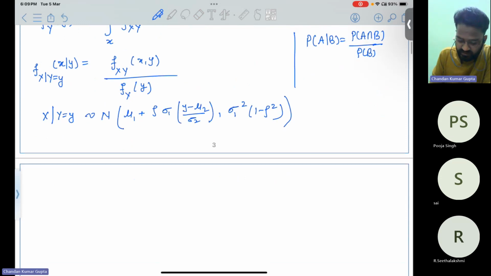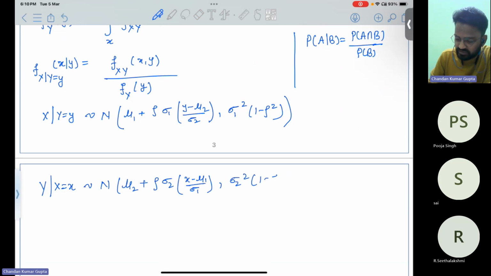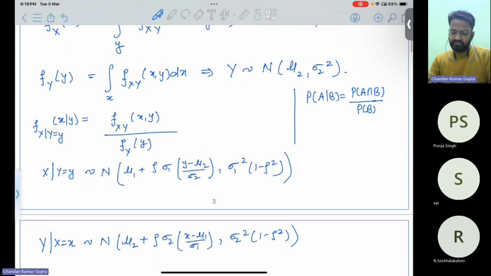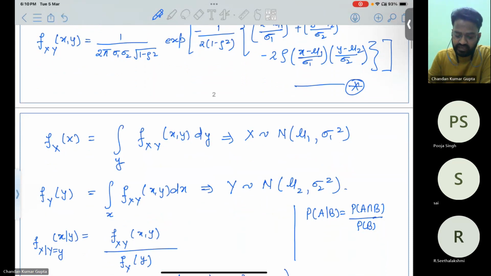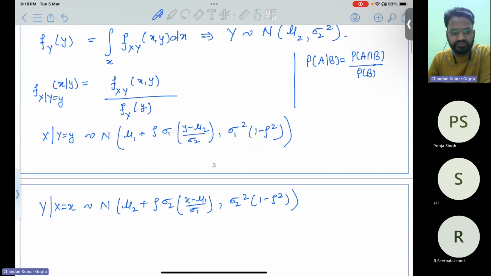Also, in the same manner, the distribution of y given x equal to x can be evaluated as this. It is also a normal distribution with mean mu2 plus rho sigma 2 (x minus mu1) upon sigma 1, and variance sigma 2 square (1 minus rho square). So from here we will see that when we have a bivariate normal distribution, the marginal densities of x and y are also normally distributed, and the conditional distribution is also normally distributed.